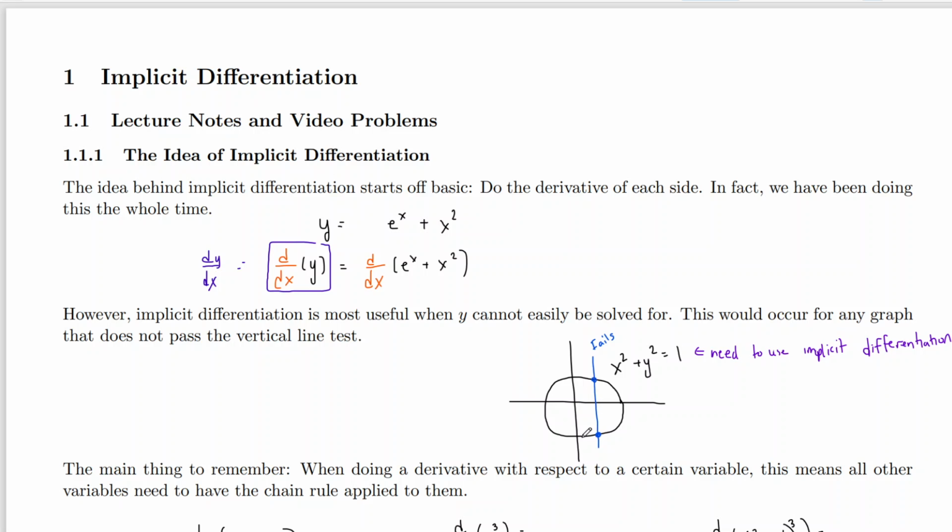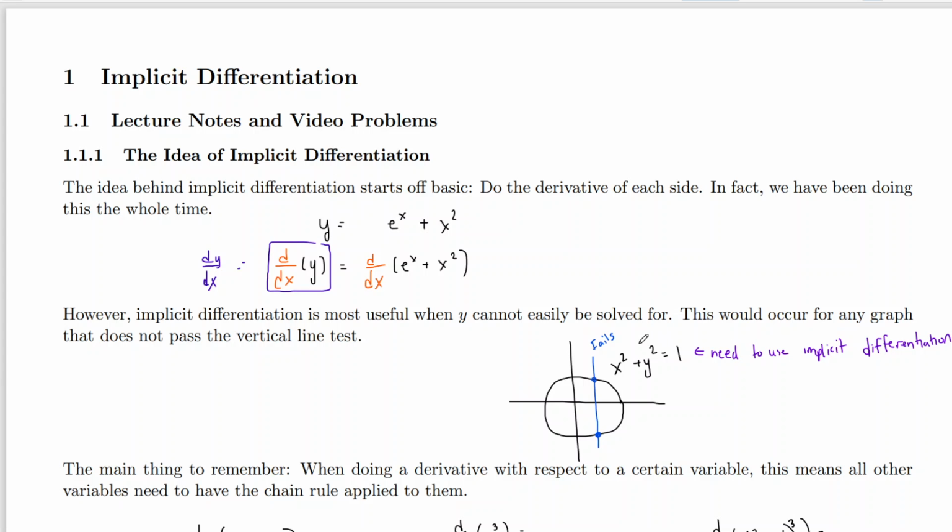But a circle, we know just from knowledge, is not going to pass the vertical line test. And the equation of, let's say, the unit circle, the circle with center of 0 and radius of 1, is x squared plus y squared equals 1. Because this will fail the vertical line test, you have to use implicit differentiation. It's just required. If you cannot make it y equals, then you have to use implicit differentiation.